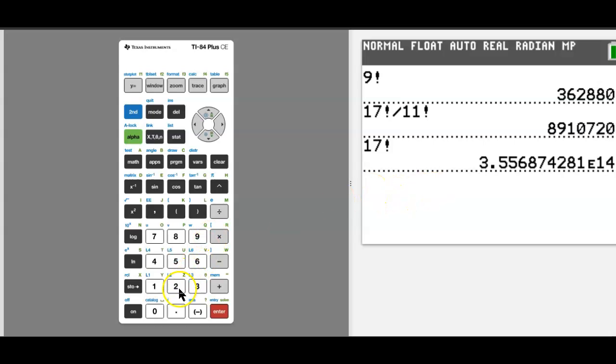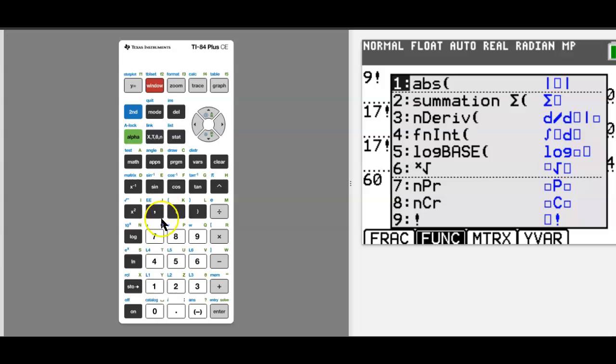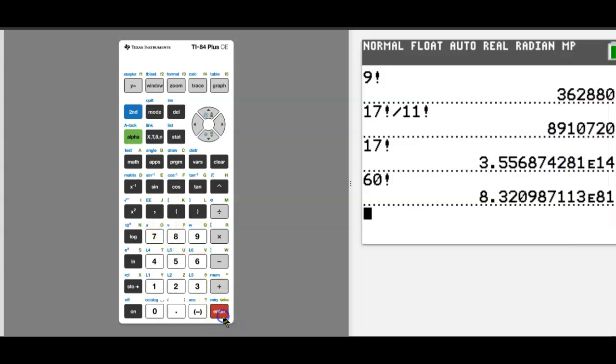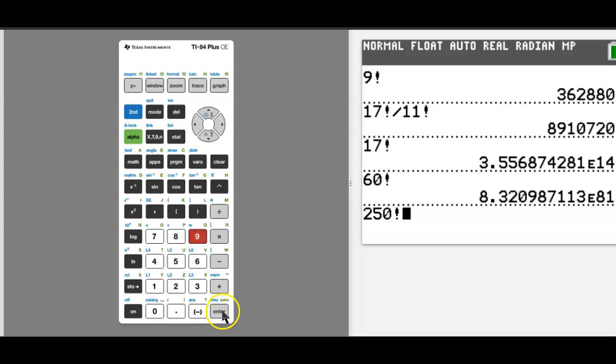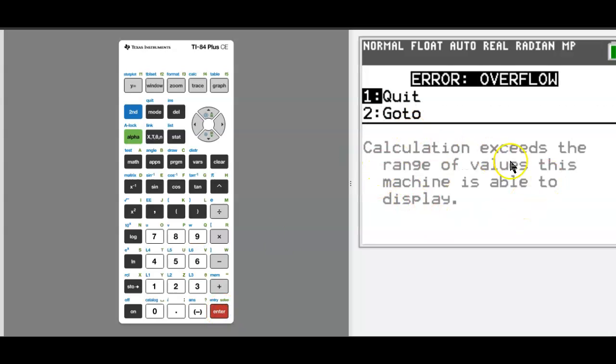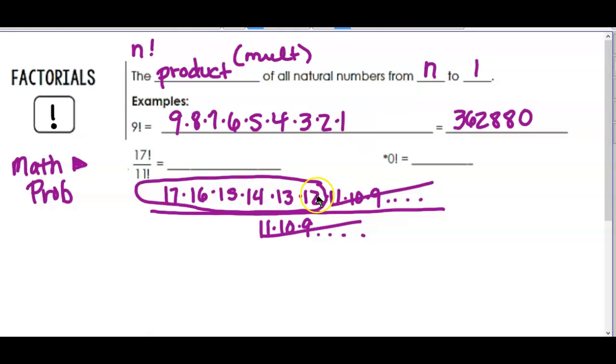But some numbers, like if you did 60 factorial, I'm guessing that one's too big to do at all. Nope, I'm wrong. Okay, how about 250 factorial? Some of them, your calculator will just say exceeds the range of values, overflow. Okay, they're just too big, period. All right, so that's factorial. Sorry, I got a little carried away there.